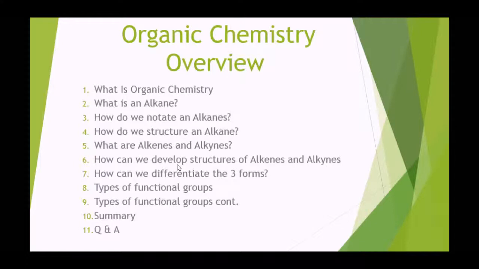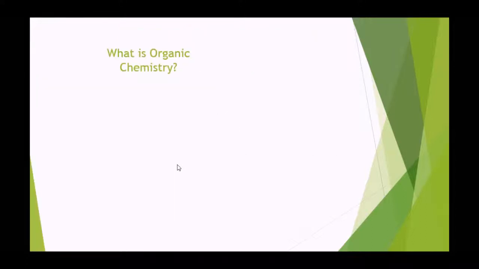First we'll be talking about what organic chemistry is, what is an alkane, how do we notate alkanes, how do we structure alkanes, what are alkenes and alkynes, how do we develop structures for alkenes and alkynes, how can we differentiate the three forms, what are functional groups, and to wrap up, we'll do a summary and a Q&A.